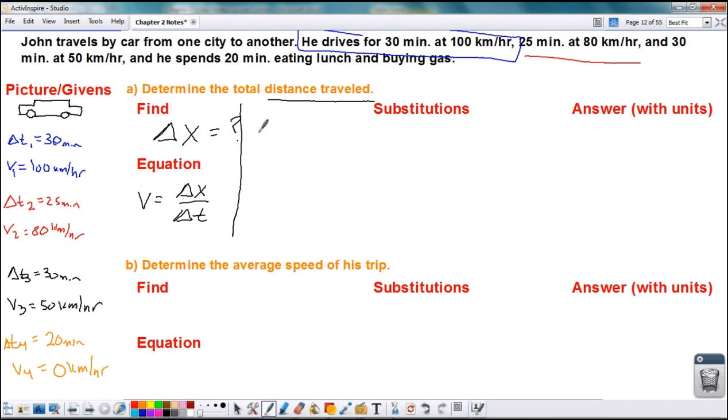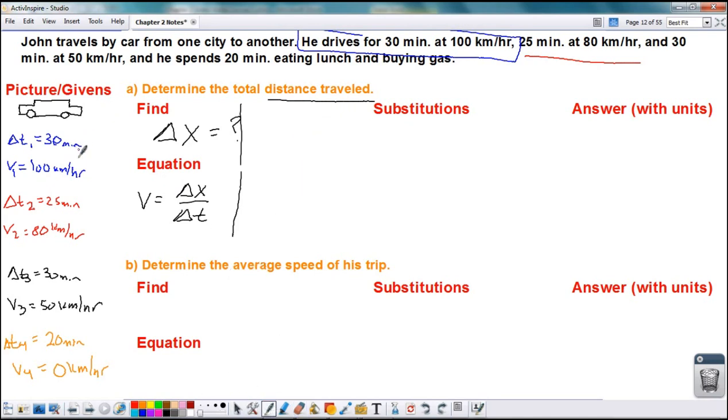So for part 1, the speed is 100 kilometers per hour. And that is equal to the distance, which we don't know, over the time of 30 minutes. So to solve this, multiply both sides by 30 minutes. Over here it'll cancel, which is great. Over here we will get 3,000 kilometers per hour times minutes. That is not what I wanted. I wanted hours to cancel, but hours and minutes don't cancel. So we need the units to be the same for our time. We can't have hours for one part and minutes for another.